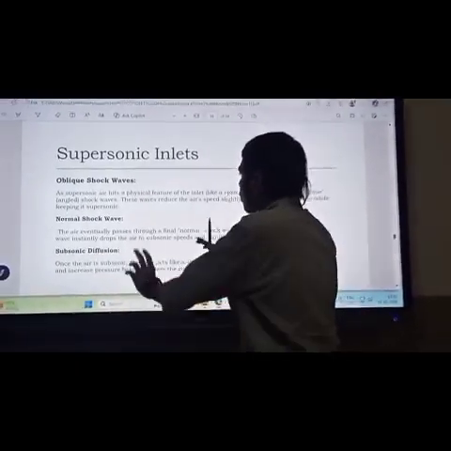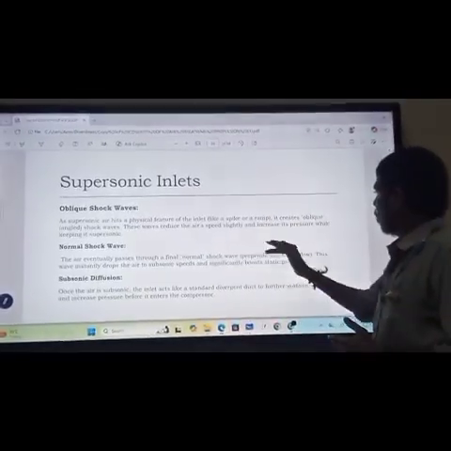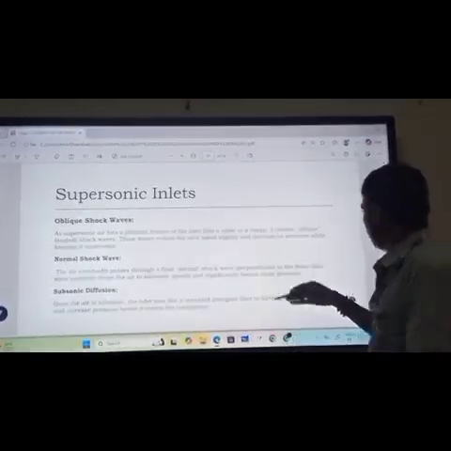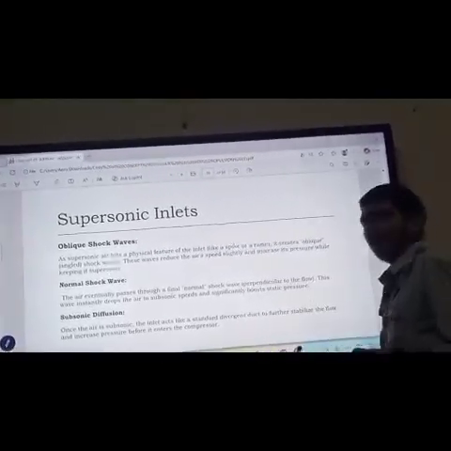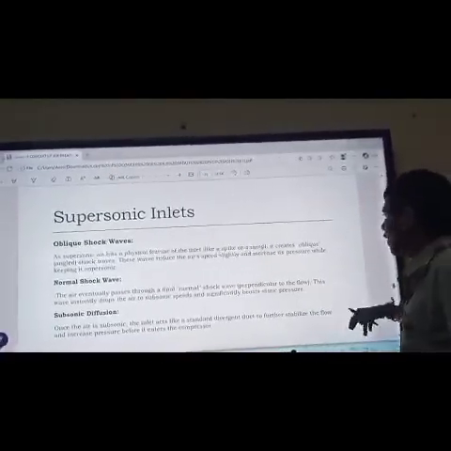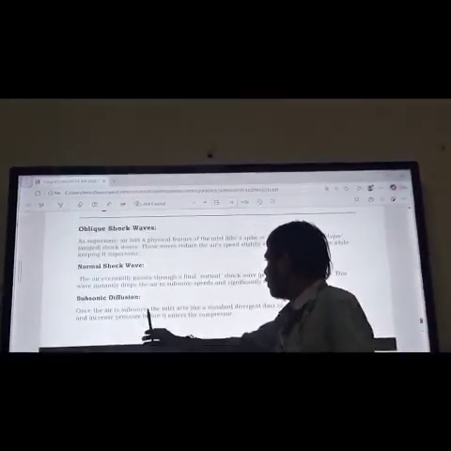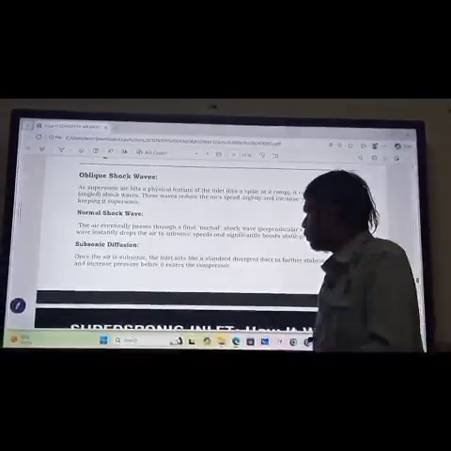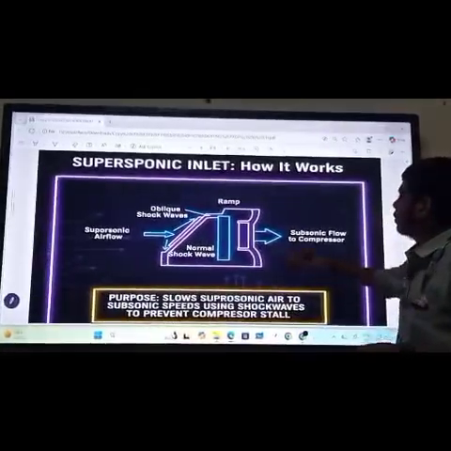The next is the normal shock wave. The air eventually passes through a final normal shock wave, perpendicular to the flow. This wave abruptly drops the air to subsonic speed and significantly boosts the static pressure. Then next, subsonic diffusion. What is subsonic diffusion? Once the air is subsonic, the inlet acts like a diffuser to stabilize the flow and increase the pressure before it enters the compressor. That is the subsonic diffusion.